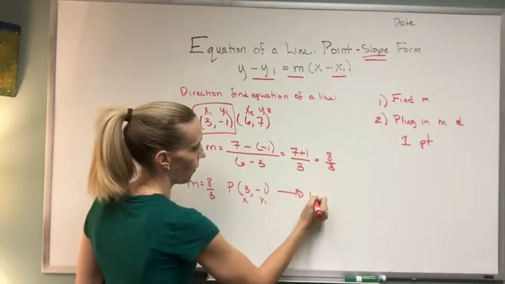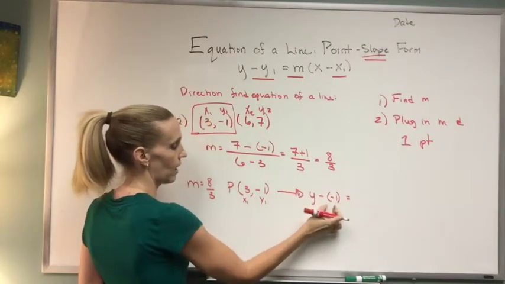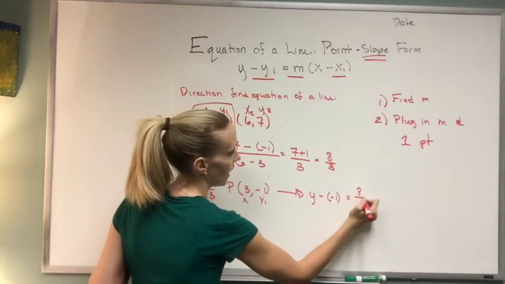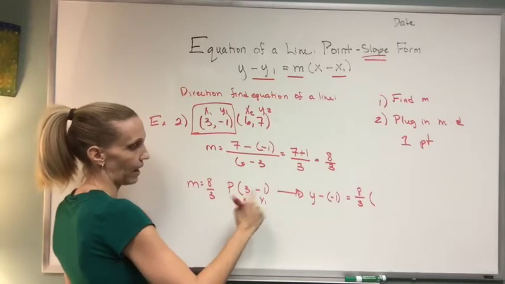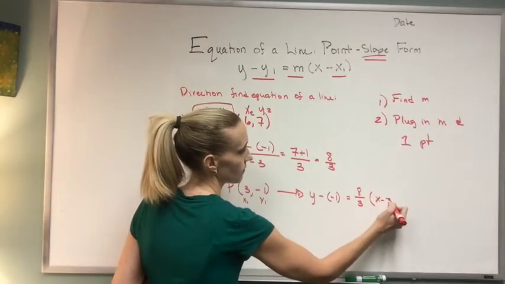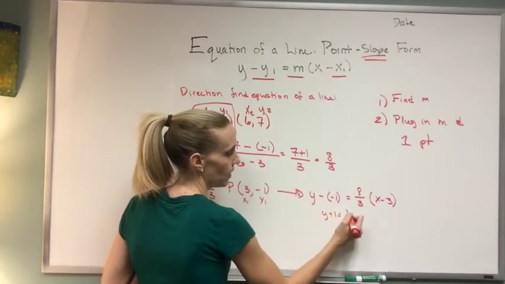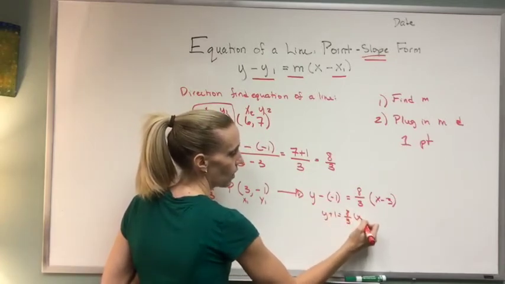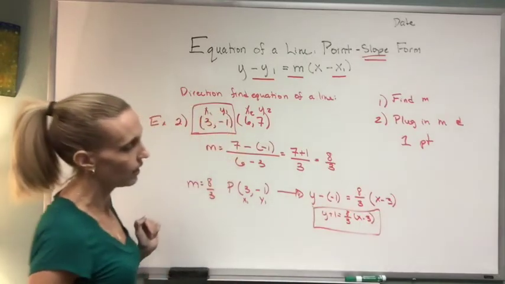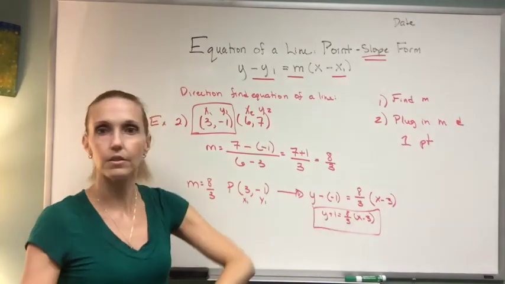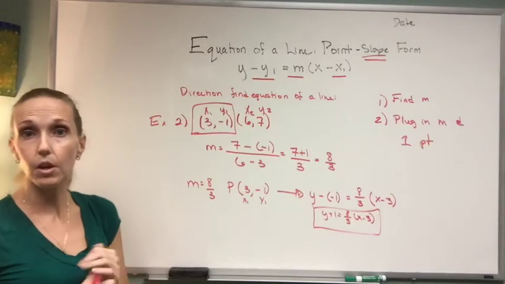So this is my x1 and this is my y1, and I'm just going to plug it into my equation. So I get y minus -1, so again, got to be careful of those double negatives. My slope is 8 over 3, and I'm now going to do x minus 3. I need to simplify. So y plus 1 equals 8 over 3 quantity x minus 3. And now I have an equation of a line with a slope and a point. And that's it. That's all you really need to do.